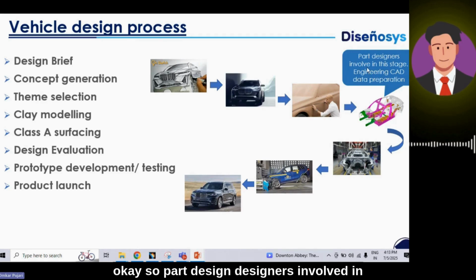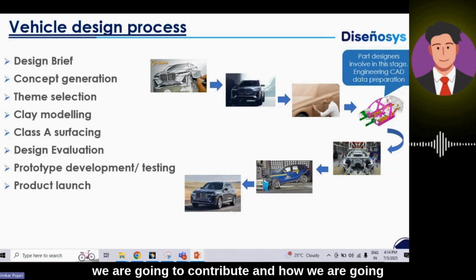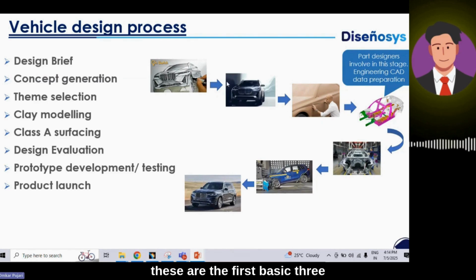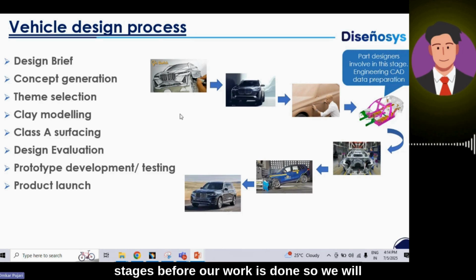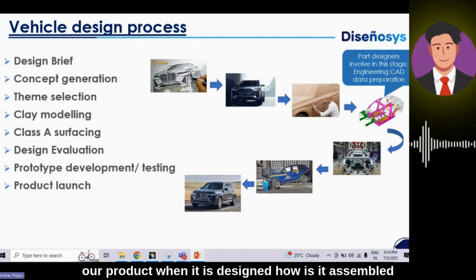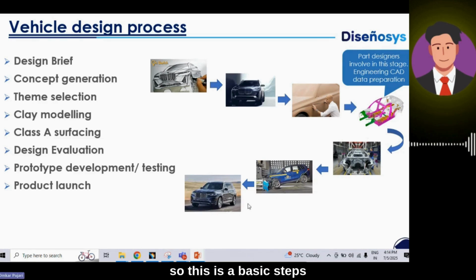Okay, so in part design, designers are involved in the stage of engineering and CAD data preparation. This is the area in which we are going to contribute, and how we are going to contribute, we will start learning today. These are the first basic three stages before our work is done. We will understand these first three stages, so you will get the answer to why and what our input is. And then the next three stages are after our product is designed: how it is assembled, how it is tested, and then the vehicle is sold. So these are the basic steps of the vehicle design process.